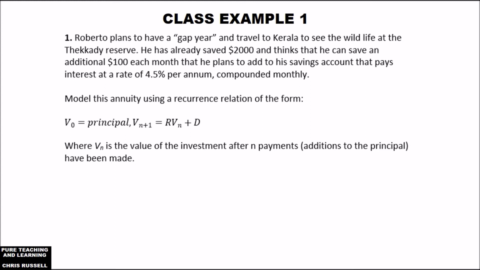Model this annuity using a recurrence relation of the form V0 equals principal, Vn+1 equals R Vn + D, where Vn is the value of the investment after n number of payments. Additions to the principal have been made. So now we have to find the common ratio.